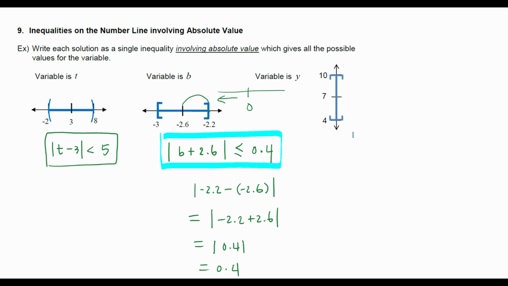Now for the last one, they want you to use the variable y. This is not function y, they're just using the input of an absolute value function and they want you to use the input as y instead of x. So it is the same concept. Since the center is moved from 0 to 7, you will do the absolute value of y minus 7, and the distance from 7 to 10 or 7 to 4 is 3. And since the endpoint is included, you want that to be less than or equal to positive 3. So here is the answer.